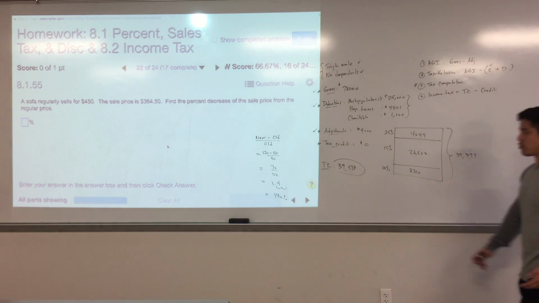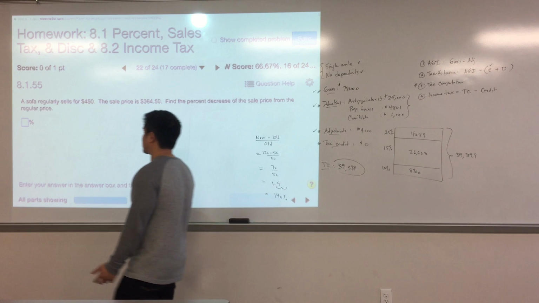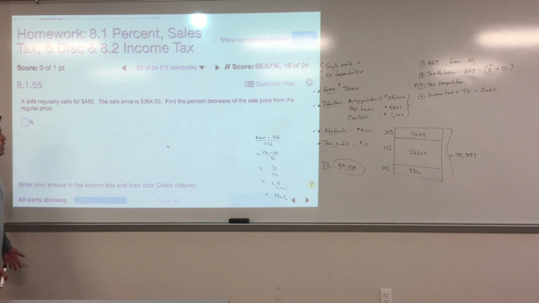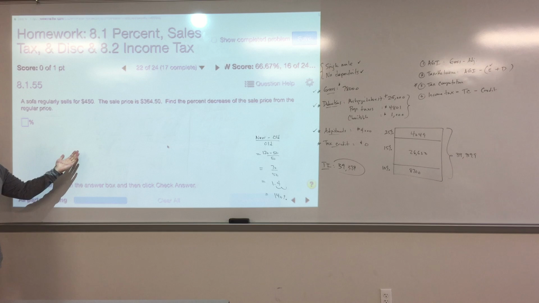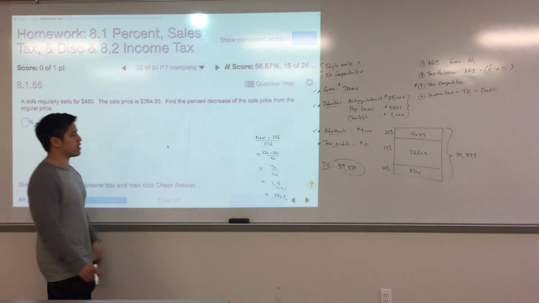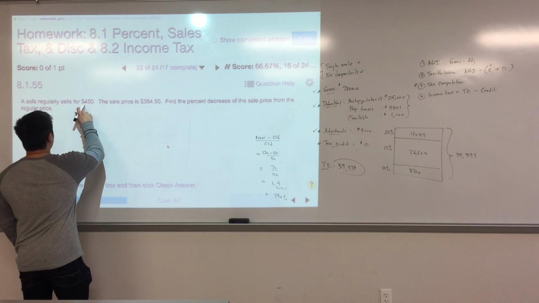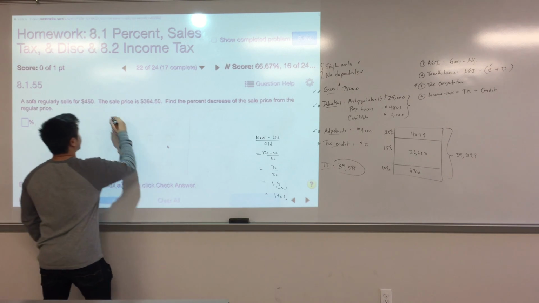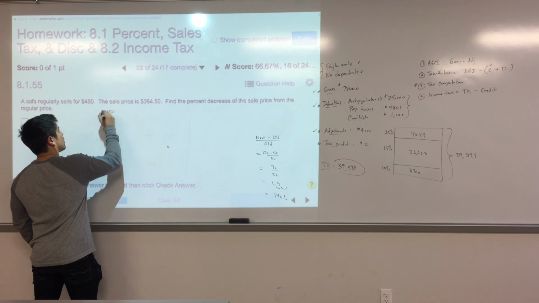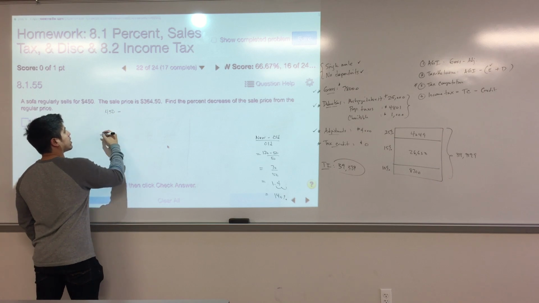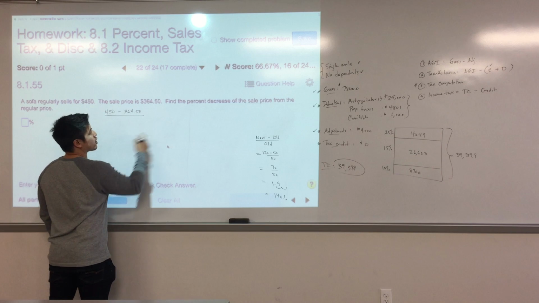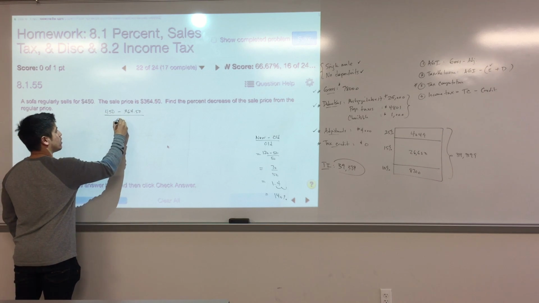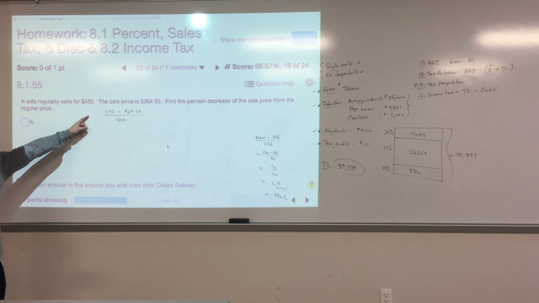Find the percent decrease. Well, percent decrease is no different. So you're going to take new minus the old over the old. It's done the same way. So let's take a look at this. A sofa regularly sells for $450, but then the sale price is now $364.50. Find the percent decrease. Does that make sense, guys?